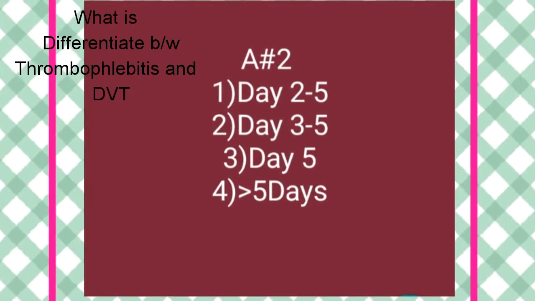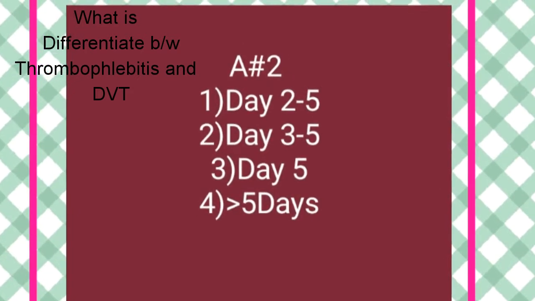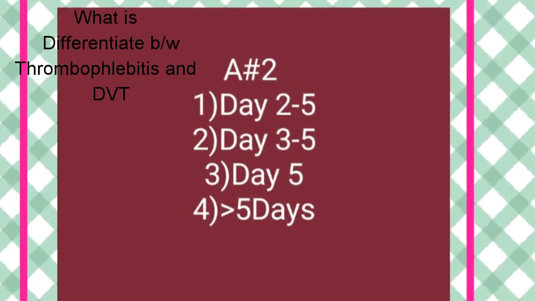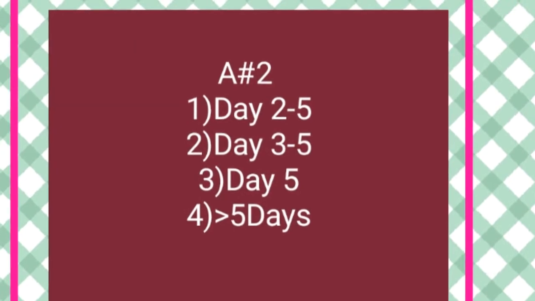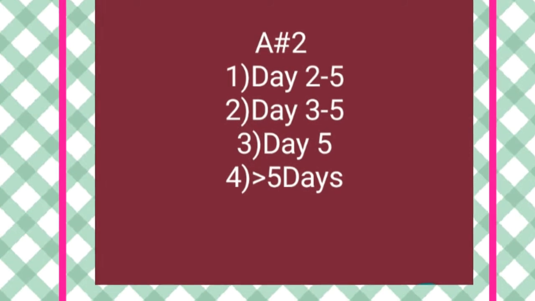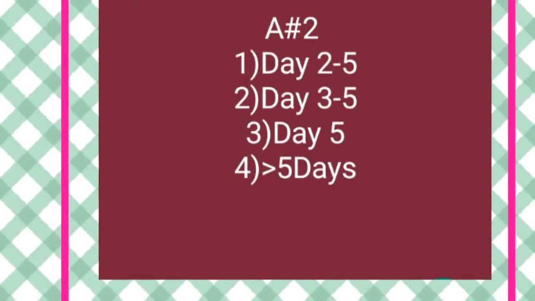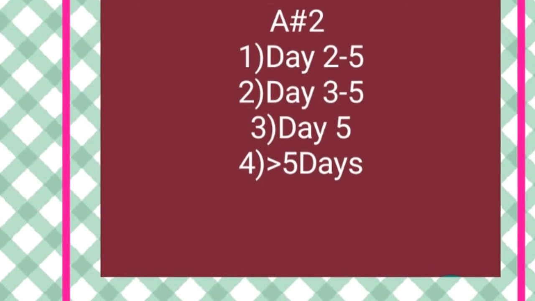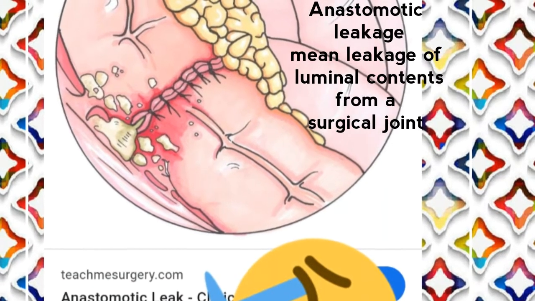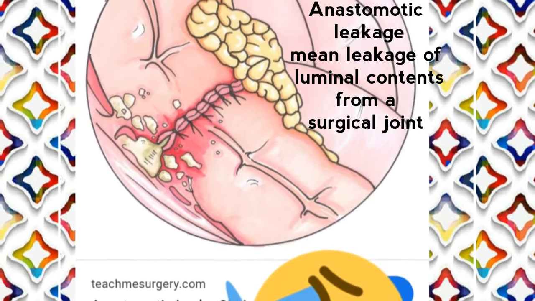Venous blood flow affected superficially, near your skin, is called thrombophlebitis, but if it is affected deeply in your body, it is called DVT, deep vein thrombosis. After day 5, wound infection, anastomotic leakage, intracavitary collection, abscess, DVT, blood transfusion reaction, wound hematomas are reported. Anastomotic leakage means leakage of luminal content from a surgical joint.